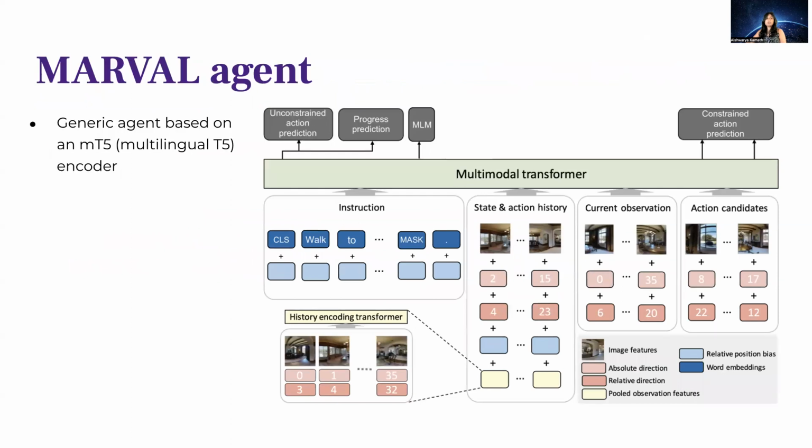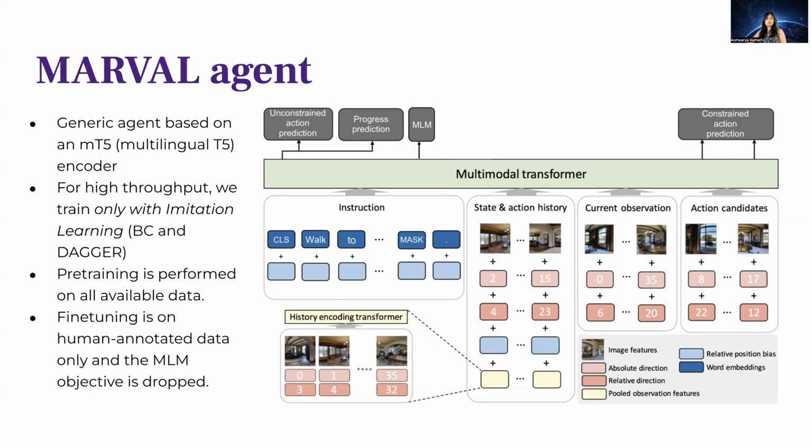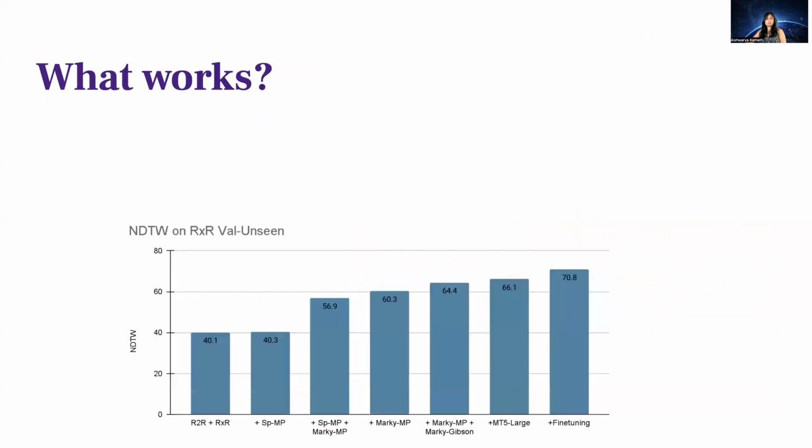This is our agent. It consists of an MT5 encoder, which is a multilingual T5 encoder. For high throughput, we train only with imitation learning, which is behavioral cloning and Dagger. Pre-training is performed on all available data, and fine-tuning is on human annotated data only, after dropping the MLM objective.